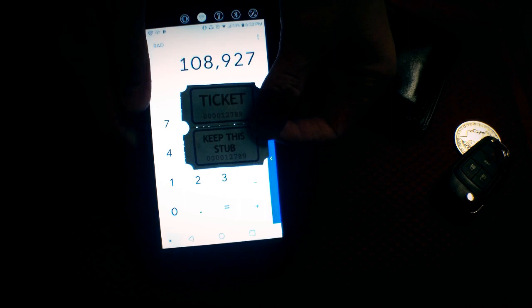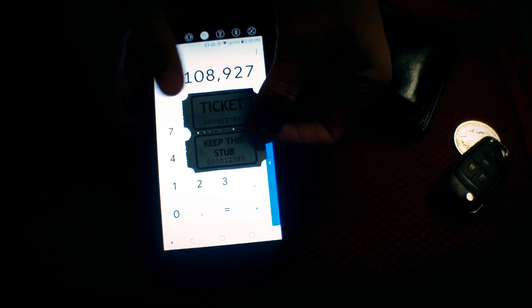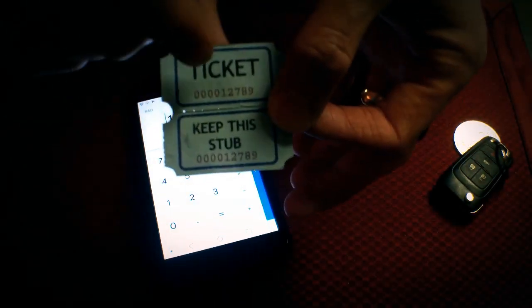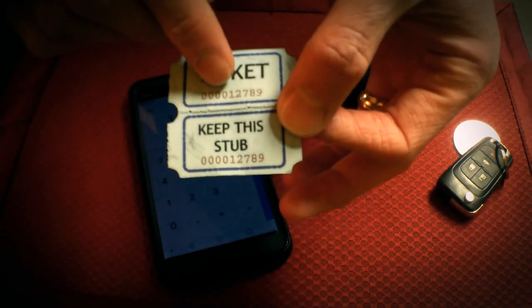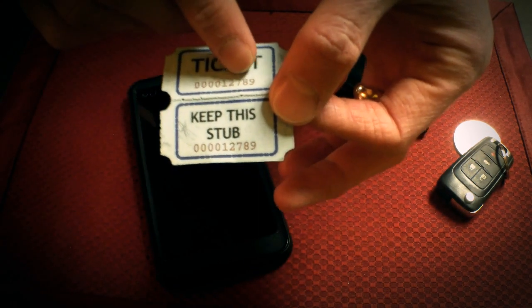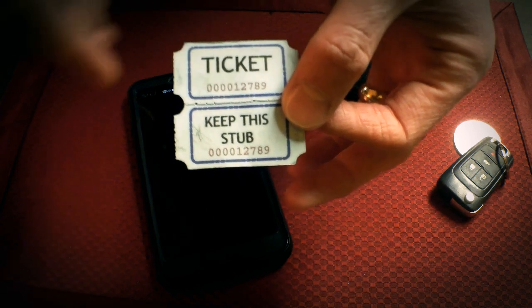But if you compare 108927, look what we have. 108927.